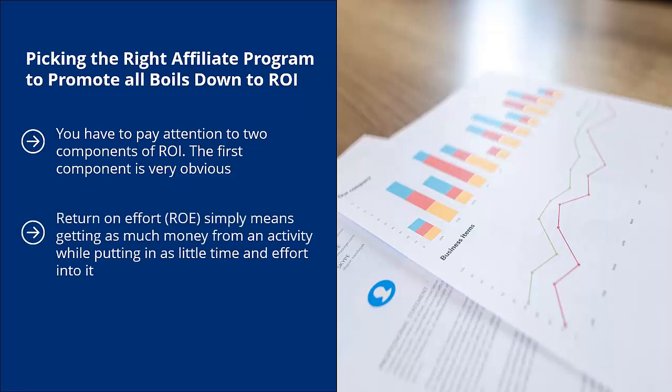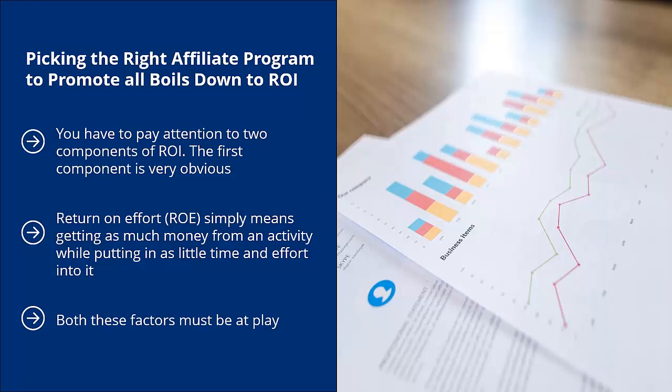Return on effort, ROE, simply means getting as much money from an activity while putting in as little time and effort into it. Put it another way. How do I maximize my income while minimizing my effort? For every minute I spend on doing something, how do I maximize the amount of dollars coming out of that activity? Both these factors must be at play.